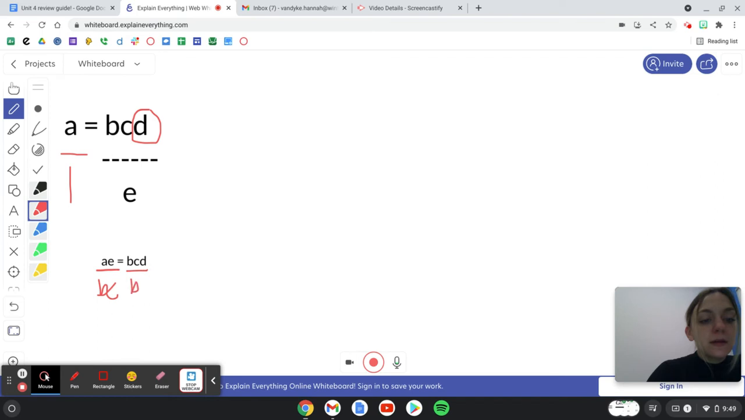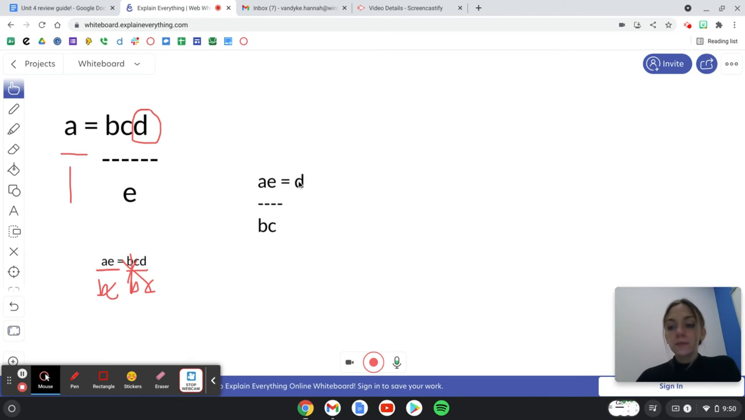Dividing by BC. So when I do this, these two cancel out, and then I'm left with a D by itself. So when I'm done with everything, I get that AE divided by BC equals D.